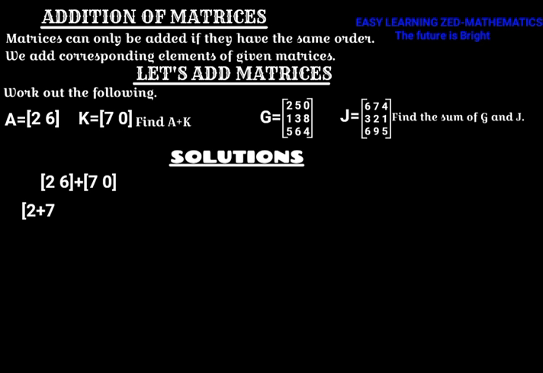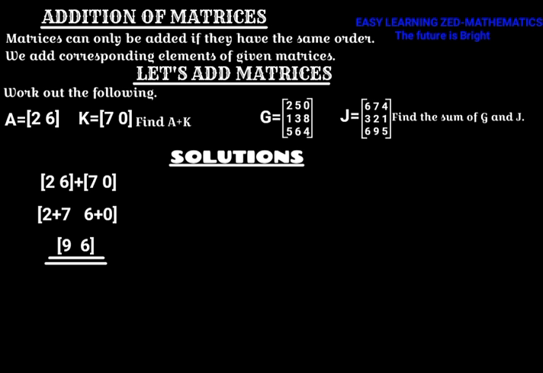So we're going to say 2 plus 7. Then 6 and 0 are also occupying the same position in different matrices, so we are going to say 6 plus 0. Now we find the sum of these expressions we have made. 2 plus 7 will give us 9. 6 plus 0 will give us 6. So that is the final matrix. Now we have added the two matrices and they have given us that final matrix, which is [9 6]. Okay, let's go to example 2.